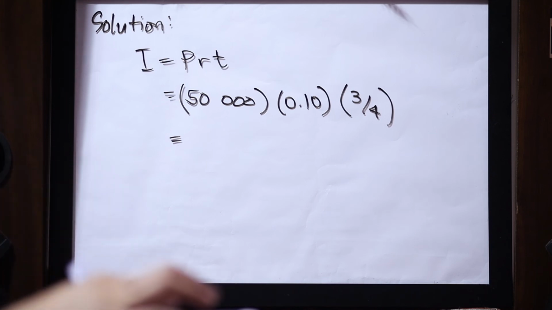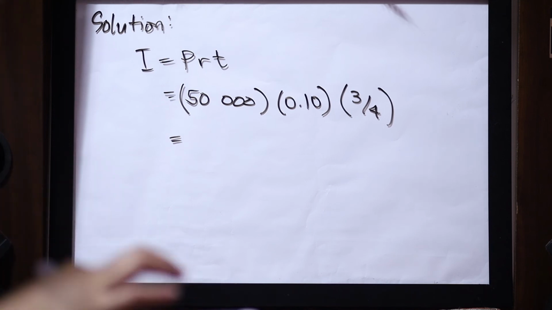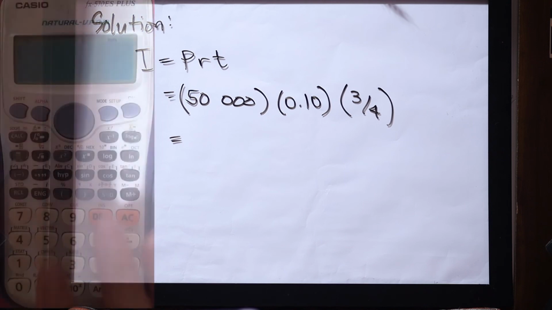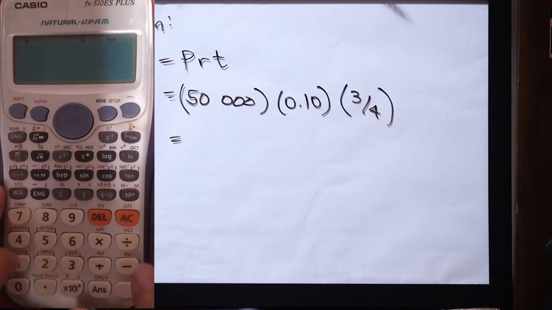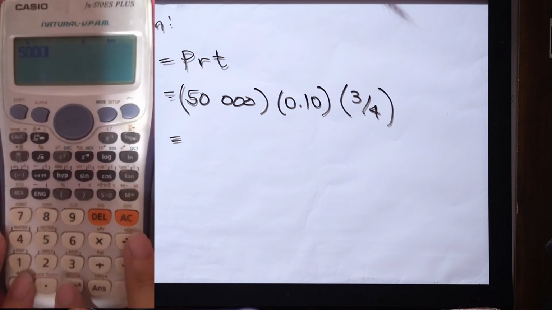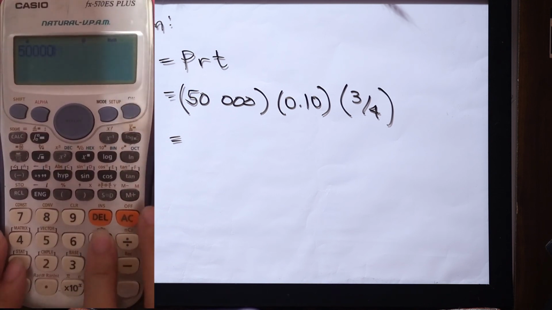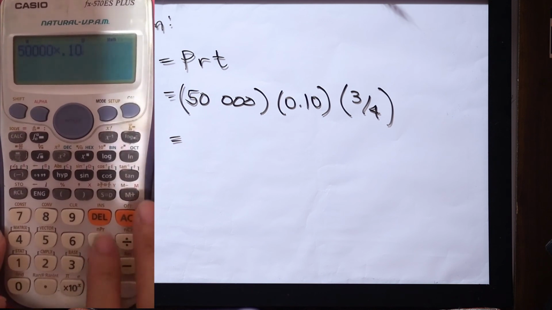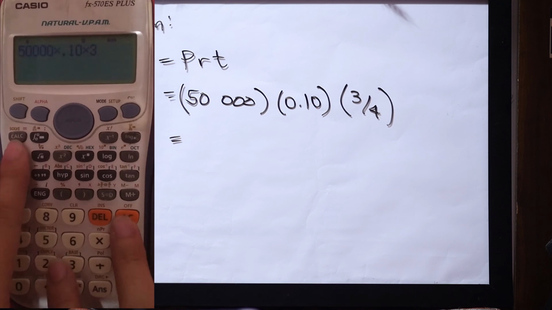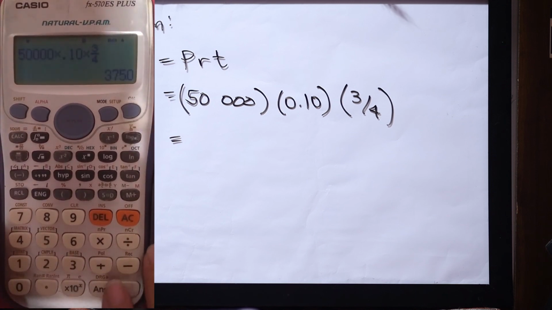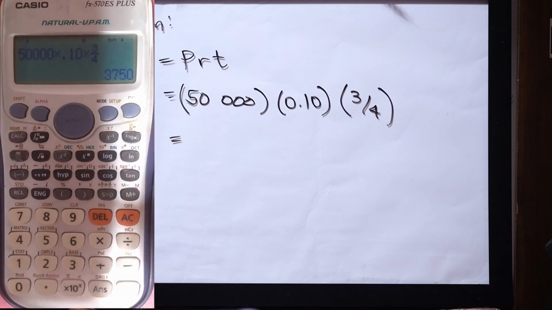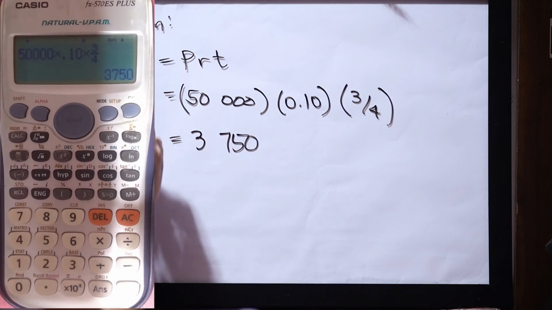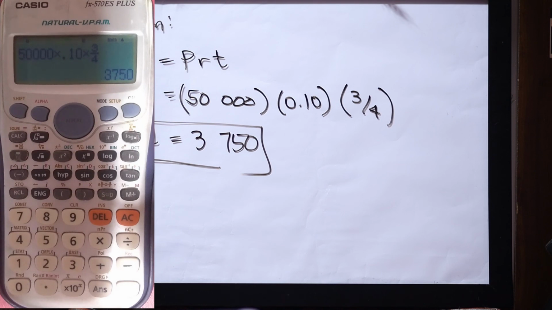Next is solving this one in your calculator. I will just directly solve this one. We have 50,000 multiplied by 0.10 or 0.1, that's just the same, multiplied by 3/4. So the answer is 3,750. So our interest is 3,750. This is the final answer.